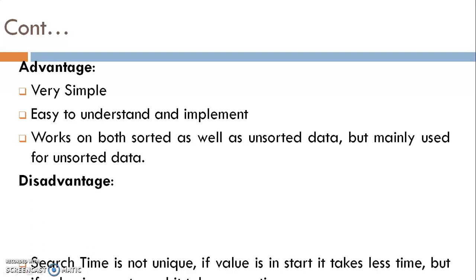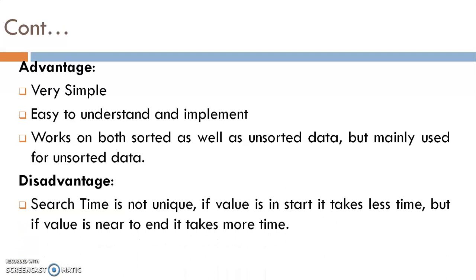Now the disadvantage, the first one is search time. In linear search the time is not uniform, because if our searching element is at a starting position, then our searching time is less because I have to compare 3 or 4 elements. But if I have 100 elements and my searching element is located at position 90 or 92, then I have to compare each and every element from 1 to 90. So the time will increase.